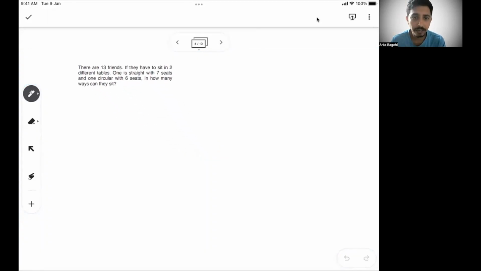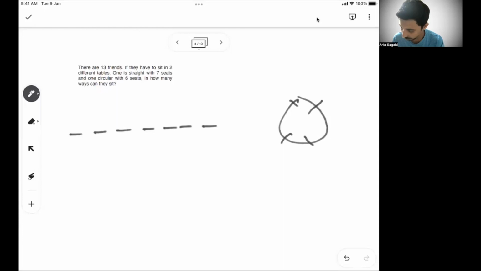It says there are 13 friends. If they have to sit at two different tables, one is straight with 7 seats, the other is circular with 6 seats. So 1, 2, 3, 4, 5, 6, 7, and then there is a circular one with 6 seats: 1, 2, 3, 4, 5, 6. So first, what we need to see here: 13 friends, two different tables, one is straight with 7 seats and the other circular with 6 seats. In how many ways? So basically, if I take 7 friends out of 13 friends and make them sit at the straight table, then the rest 6 have to go to the circular table.